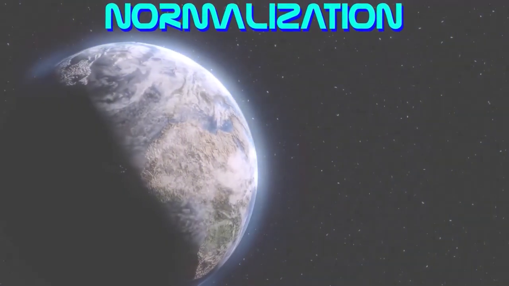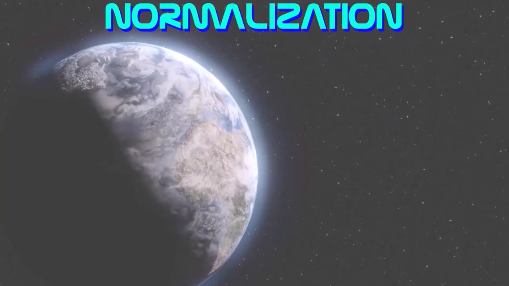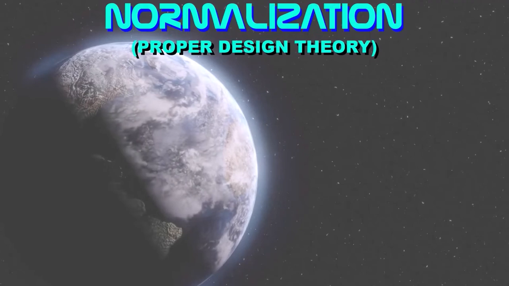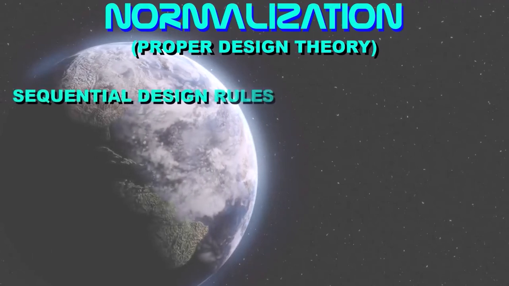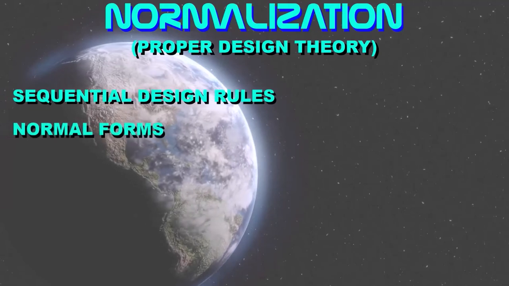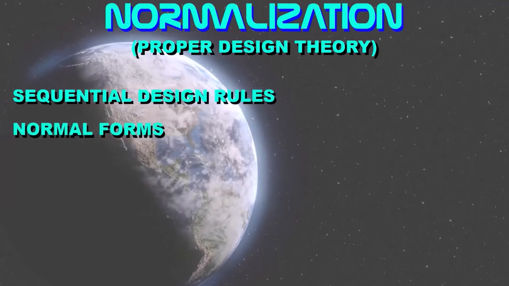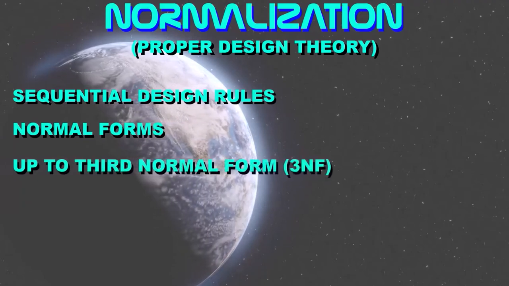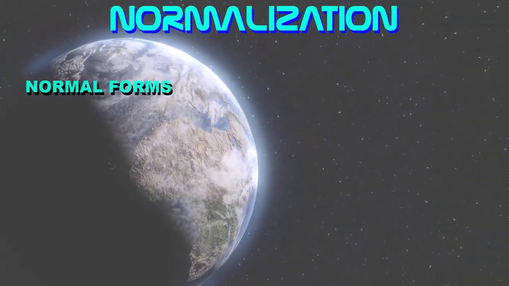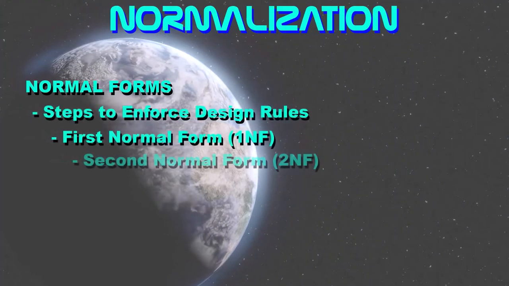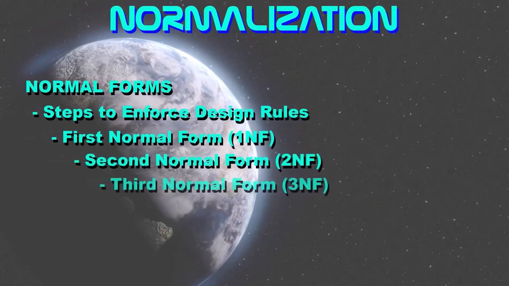As a data analyst, you hope to work with databases that have followed proper design theory. Proper design theory is accomplished through a series of sequential design rules and the principles of the normal forms. Most database designers will at least attempt to get the data to the third normal form. But what do I mean by that? Let me explain. A normal form is a step or phase in the design process that enforces specific design rules.